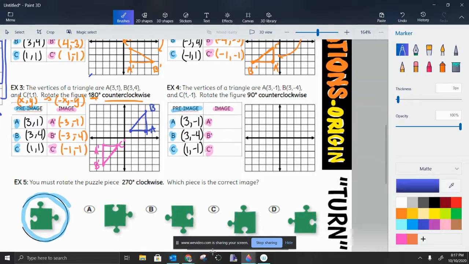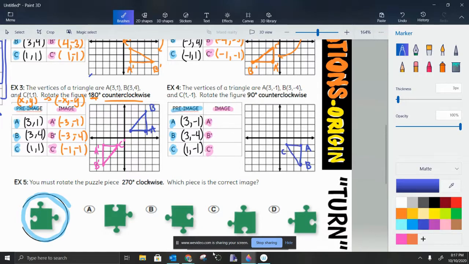All right, so I'm going to start by plotting my pre-image. So 3, negative 1 for A. So here's A. 3, negative 4 for B. So here's B. And 1, negative 1 for C. So there's C. So there's my pre-image or original shape.